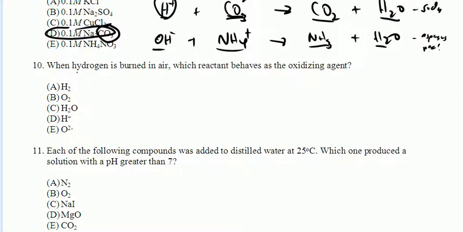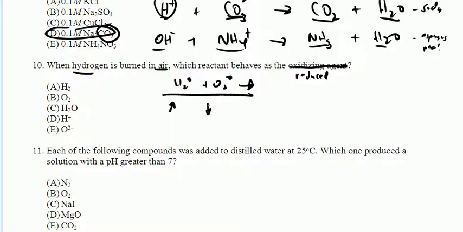When hydrogen is burned in air, so that's going to be H2 plus O2, which reactant behaves as the oxidizing agent? So they want to know who is reduced. So I made my predictions. You have two neutral atoms, so you're going to do up, down. This is going to go to H+, that's going to go to 2-. I can stop there. The one that was reduced was the oxygen. So there's my answer.